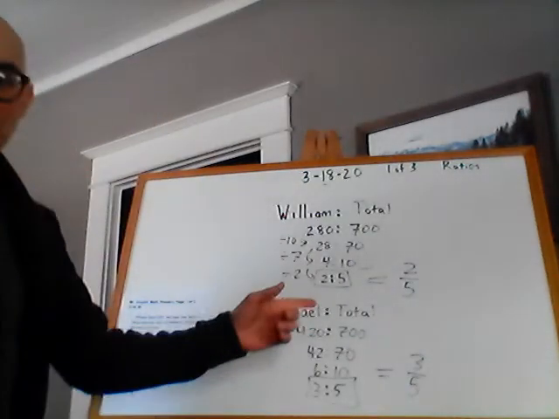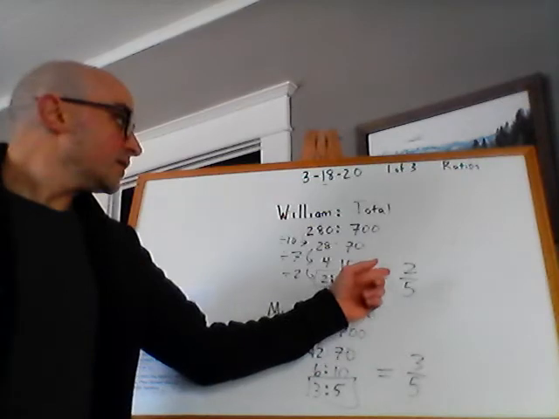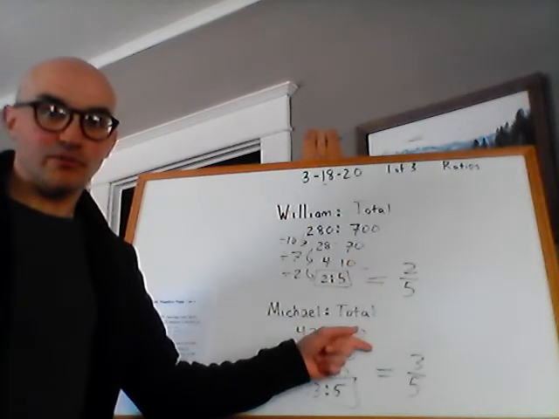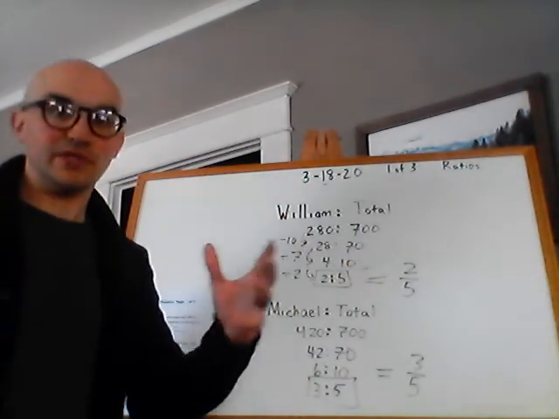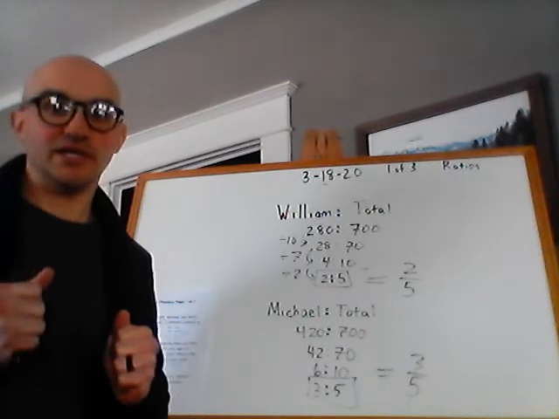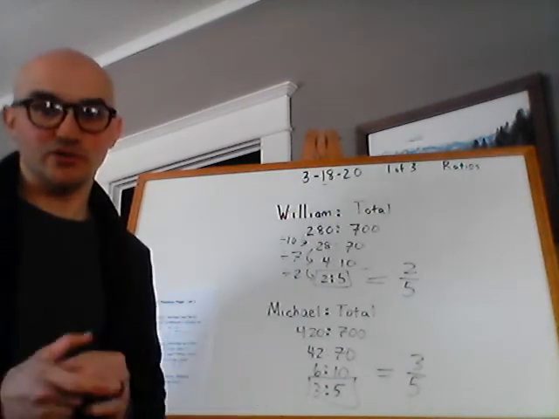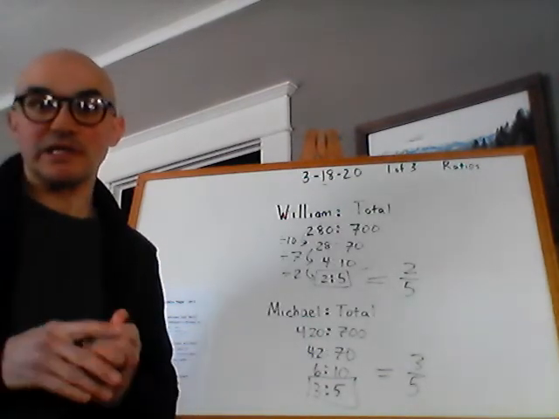And so once again, just like I just explained, William has 2/5 of the total, Michael has 3/5 of the total. When we combine 2/5 and 3/5, we get 5/5 or 1 whole. So checking our work there, it checks out.